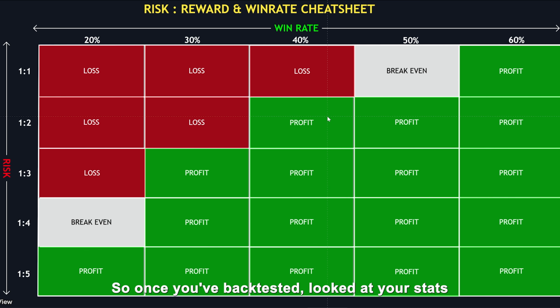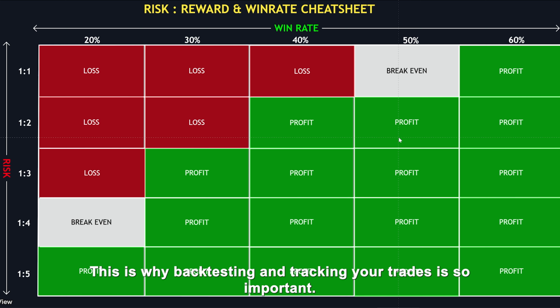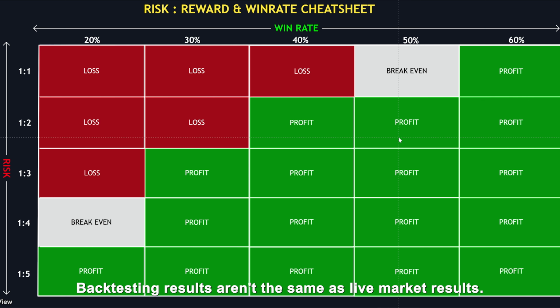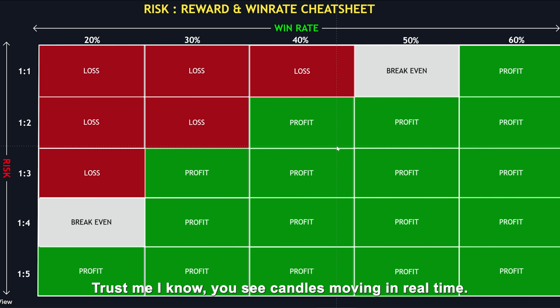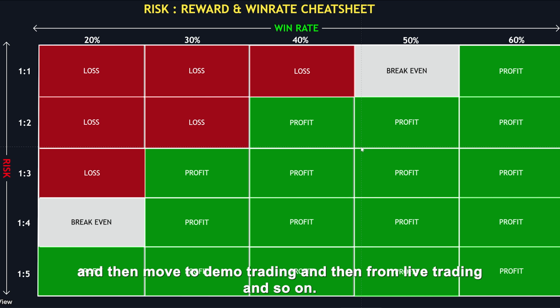So once you're backtested, looked at your stats, and let's say you have a 50% win rate with a 1-to-2 risk to reward, and according to this sheet, you're profitable. This is why backtesting and tracking your trades is so important. Just remember this. Backtesting results aren't the same as live market results. When you're backtesting, you don't have any emotions, there's no pressure, and you're just watching candles play out. But when you're live trading, it's completely different. Trust me, I know. You'll see candles moving in real time, there's hesitation, second guessing, fear of missing out, everything. So don't get too hyped just because your backtesting results were good. Use them as a baseline and then move to demo trading and then to live trading and so on.